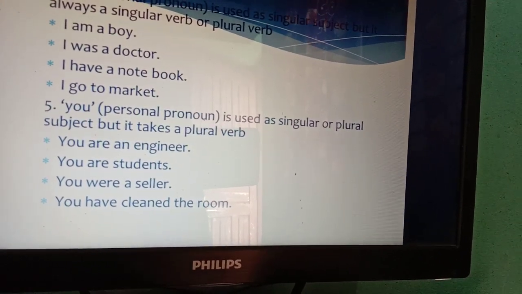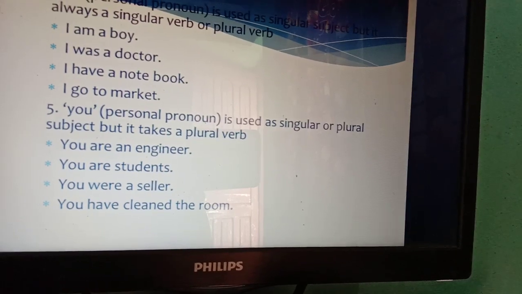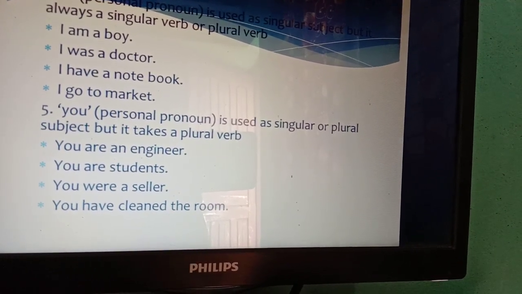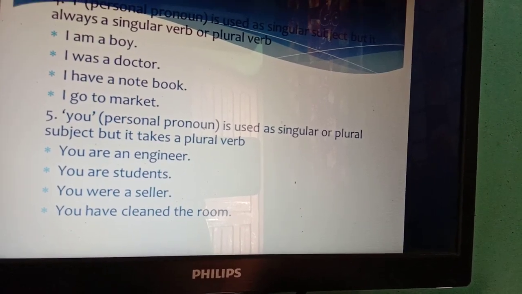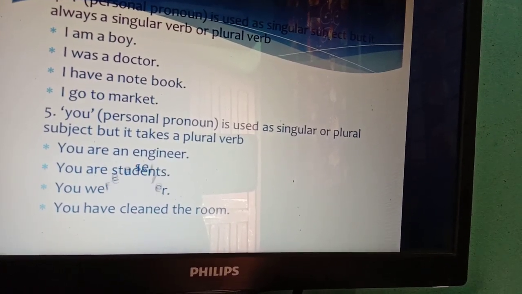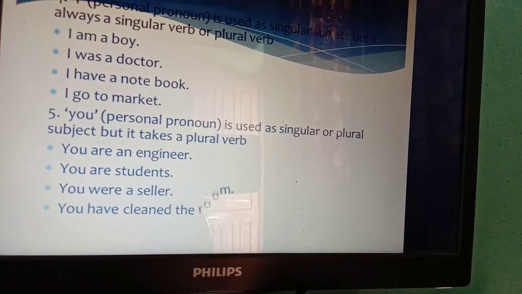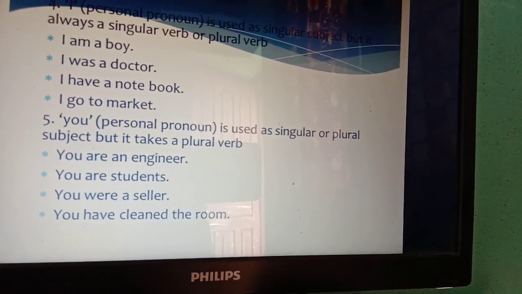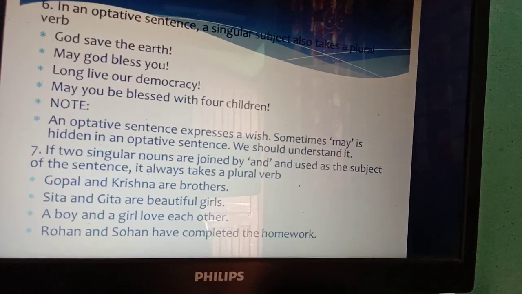You were a seller. Same way, you is a singular subject, and a seller or were a seller. The were is used as a plural verb. You have cleaned the room. You can be used as a singular or plural subject, but the verb used is have, a plural.